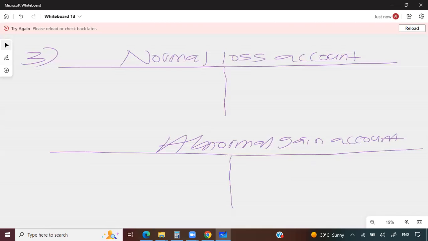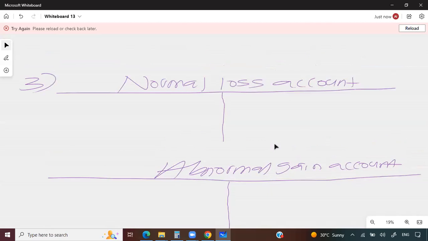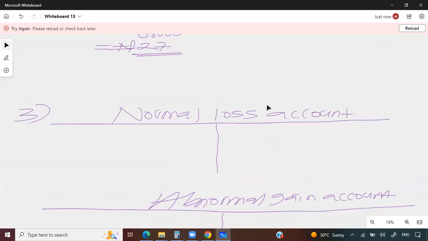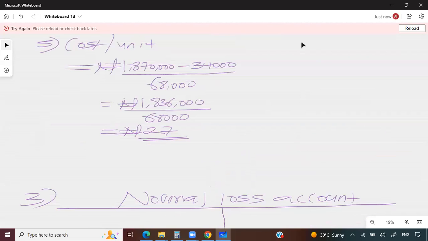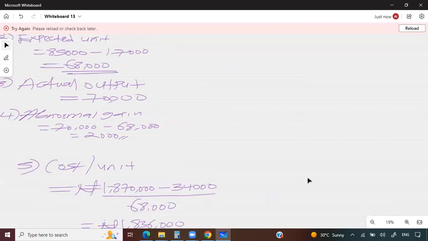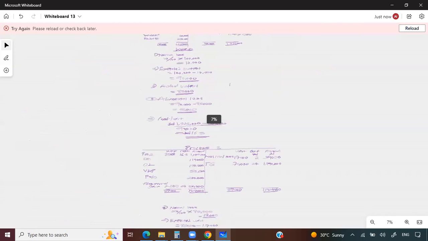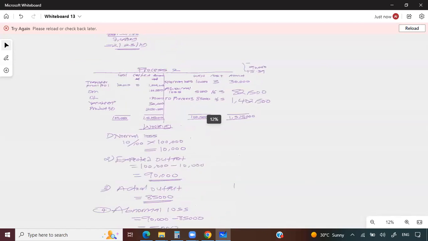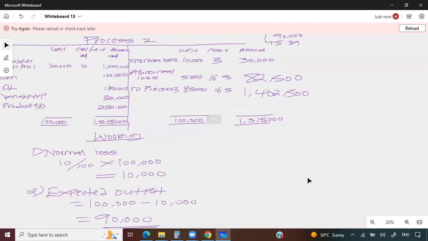So you just do it as if you are doing ledger. That's the mentality. Now you go to where you have normal loss. I think that is in Process 1. And we saw in Process 2 we have normal loss. The normal loss is 10 units, and it is 3.